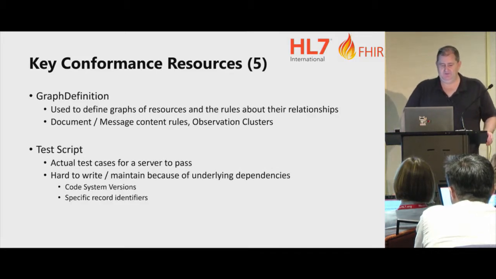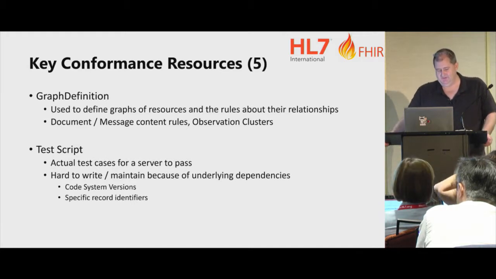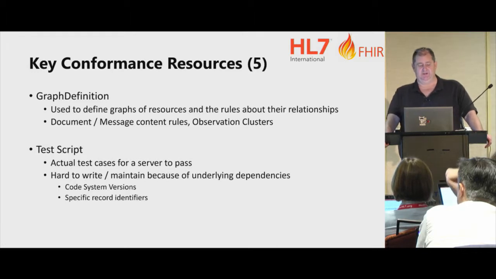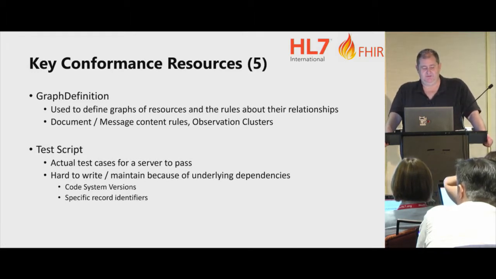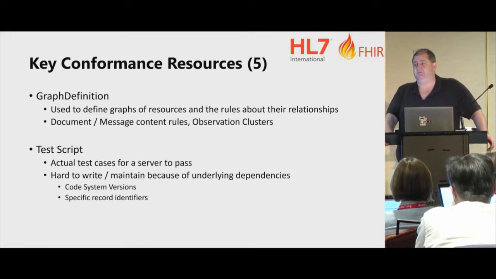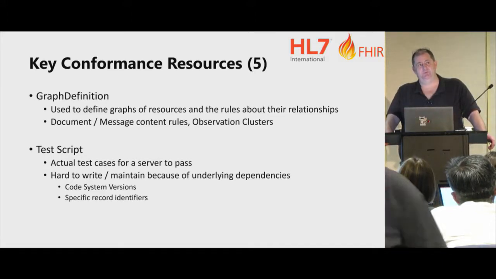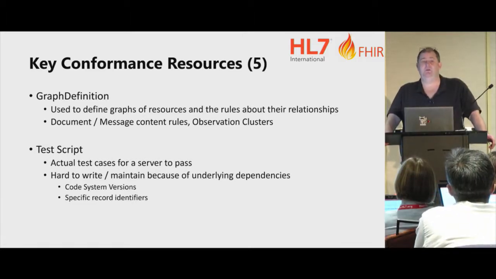Okay. And then we get to the edge case resources. Graph definition, which most people haven't got their heads around, but will eventually be important, which I'm not going to talk about more today. And test scripts. An implementation guide can contain test scripts, which are actual test cases for a server or even a client to pass. Now, it's much harder to write test cases and include them in the implementation guide. And the reason is because almost all implementation guides pass through quite a bit of what they do to some underlying knowledge resources. Like they'll say, use the current release of SNOMED here.